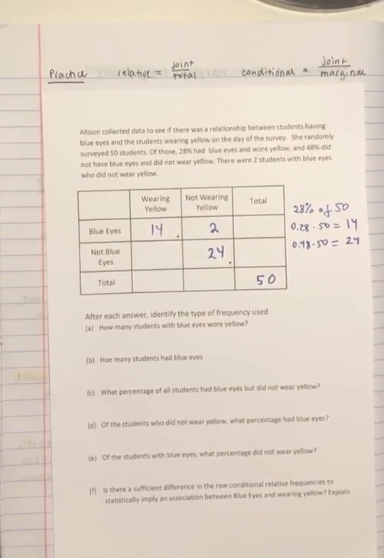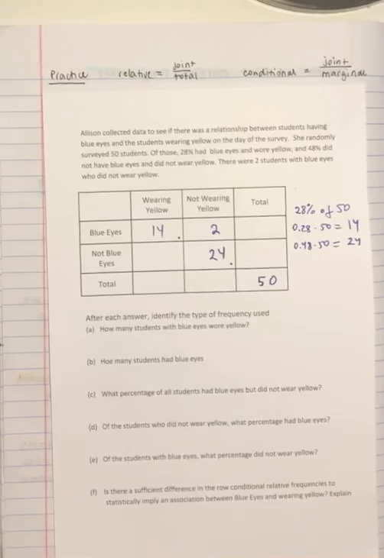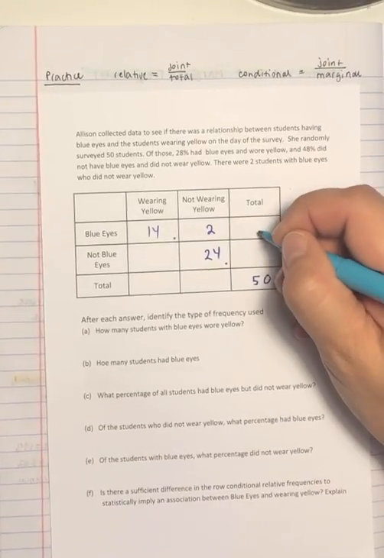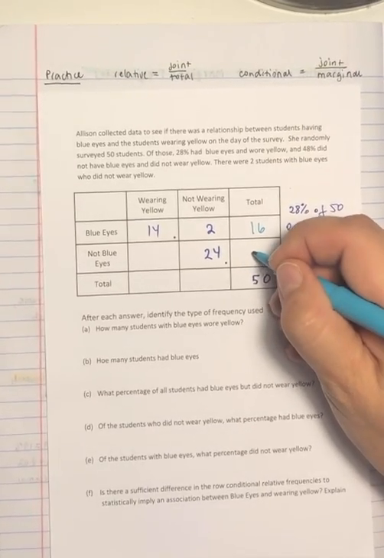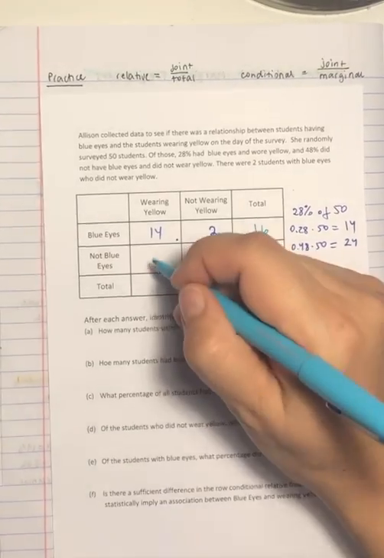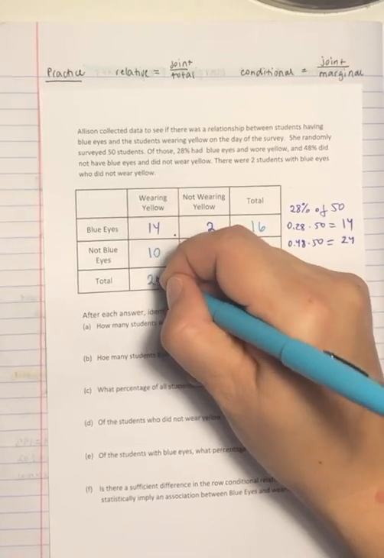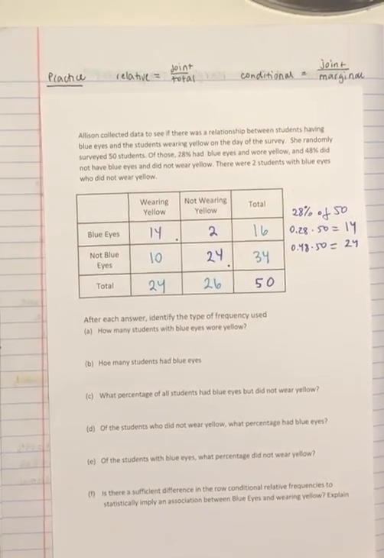So this is all the information that was given to us. We're going to fill in the rest of the table now, like we did before. So 14 plus 2 is 16. We know that 50 minus 16 has to be 34. 34 minus 24 is 10. 14 plus 10 is 24. 2 plus 24 is 26. So we have all the information.